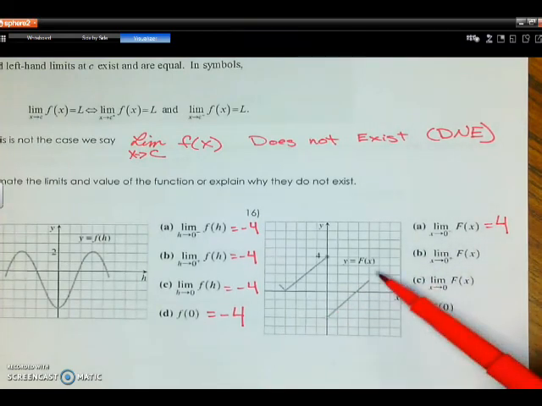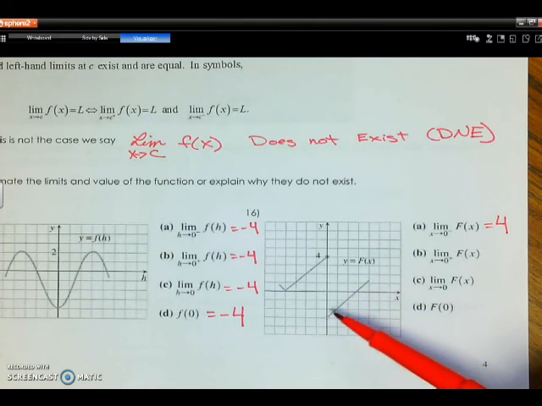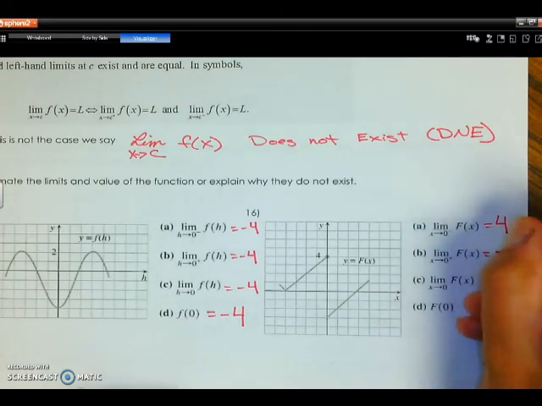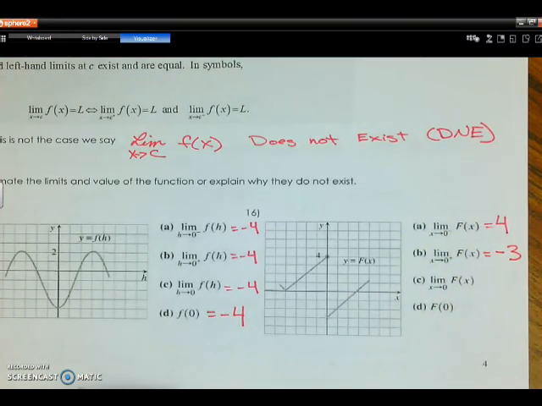Okay. And now it's asking me to approach 0 from the right. Well, if I come from the right, so I'm moving left, my y value is getting closer and closer and closer to -3. And again, just because it's an open circle there, that has no bearing on the limit. A hole does not affect the graph. So that is approaching -3. So I'll write that down.